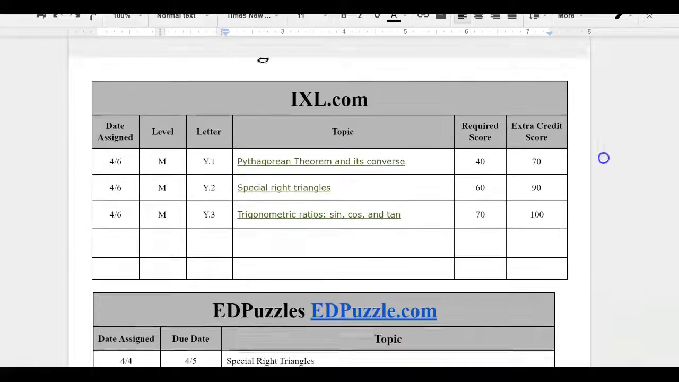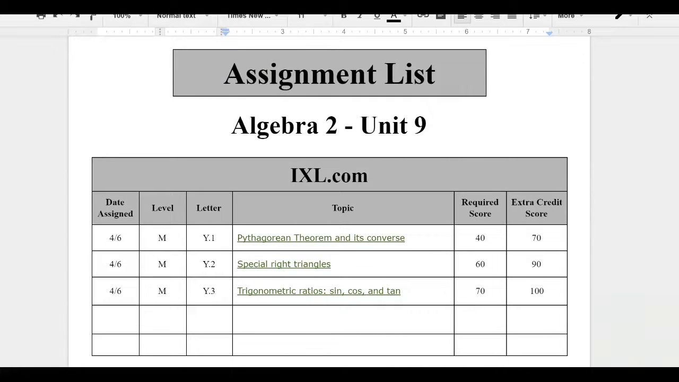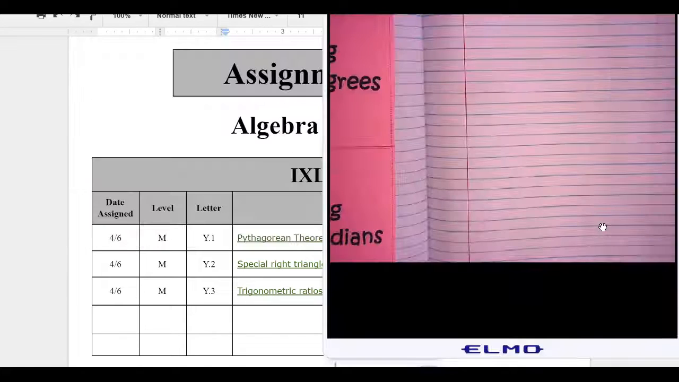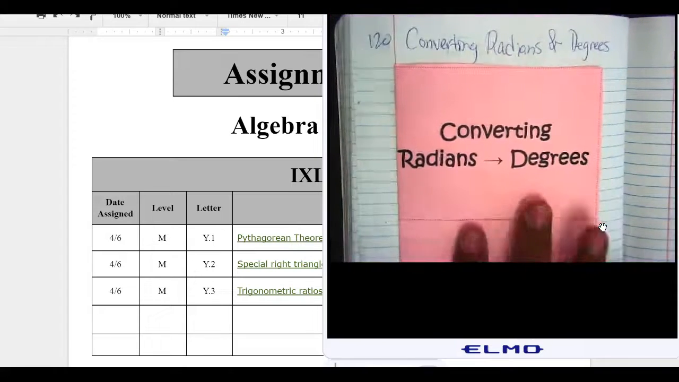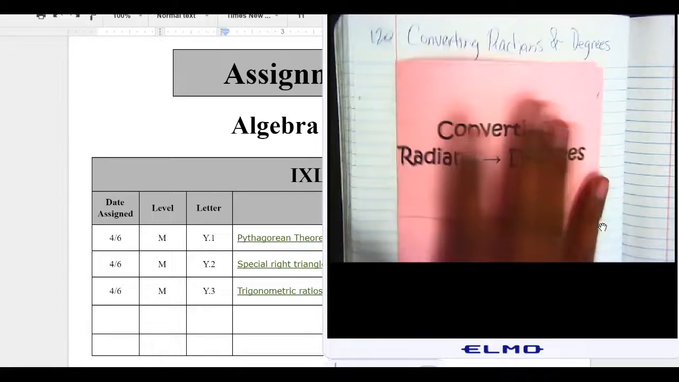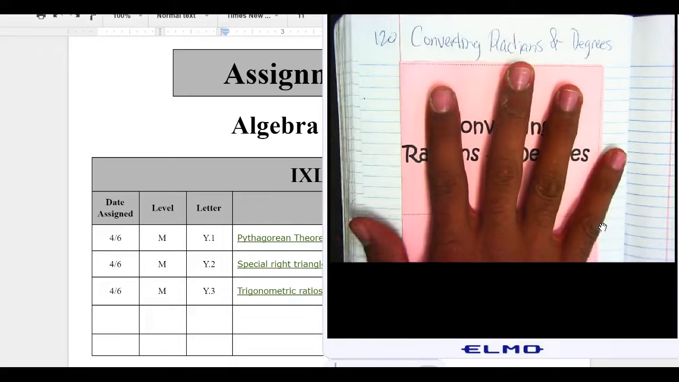Hey, Algebra 2. Tonight's Edpuzzle is not going to be the pink notes that I had you guys glue in class for second period. For sixth period, you guys won't get these notes. But if you're in second period and you glued this in, we're not going to do these notes. We're going to save those for another day.